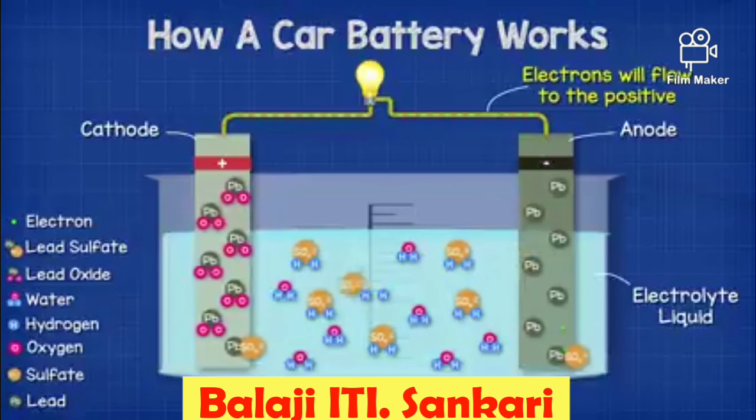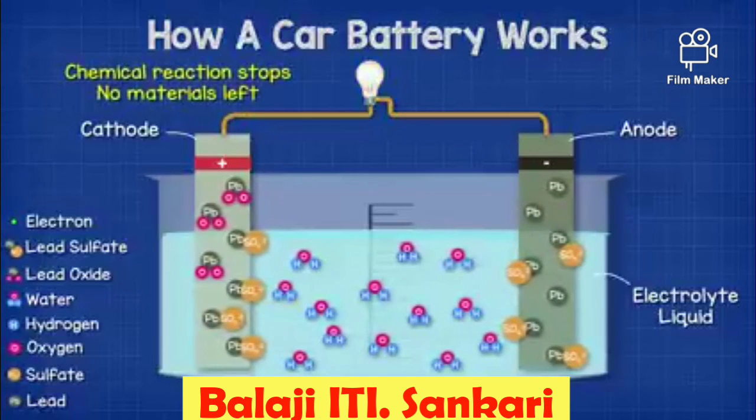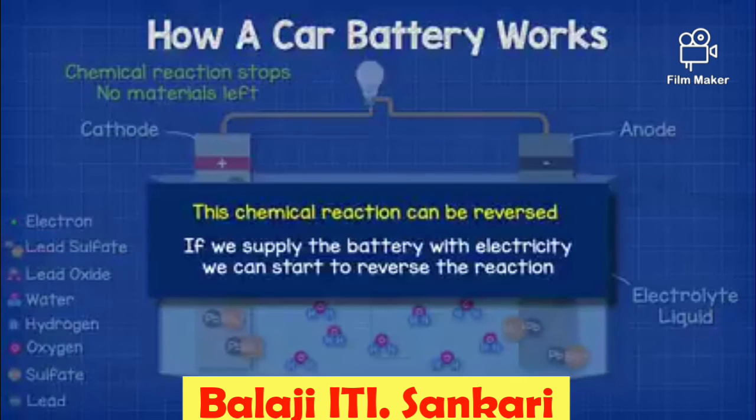But this won't last forever. The chemicals required for the reaction will run out. The acid becomes diluted and weaker, and a buildup of lead sulfate coats both of the electrodes. This means the materials of the electrodes are becoming more similar, and so the chemical reaction becomes harder to achieve. But luckily, this chemical reaction can be reversed.